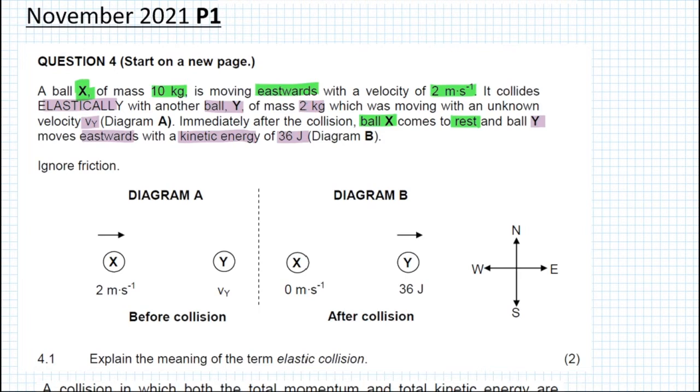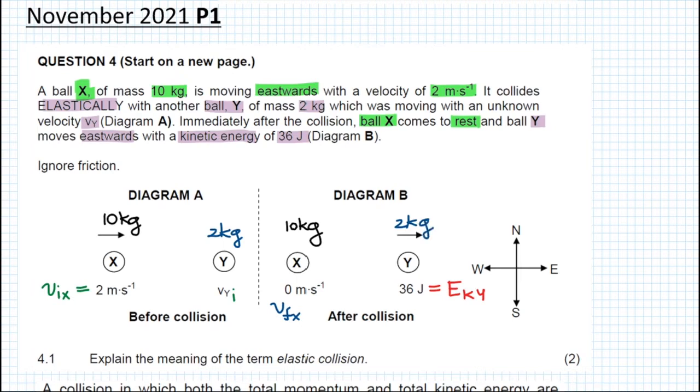I'm going to go and label each of the values that we see in the diagrams. This is V initial of ball X, Vy is the initial velocity of ball Y, which we don't know its magnitude. In the end, we know that ball X is going to have a final velocity of 0, and the 36 joules that has been given to us is the final kinetic energy of ball Y. So this is at the end of the collision. We're going to write down on the sketch that ball X has a mass of 10 kilograms, so that we do not forget that this is information that has been given to us, and that ball Y has a mass of 2 kilograms.